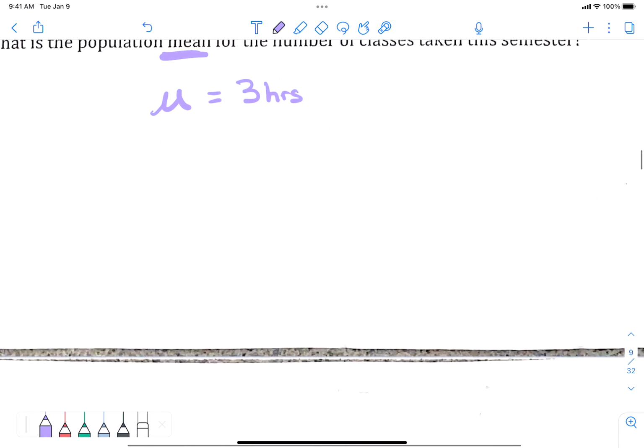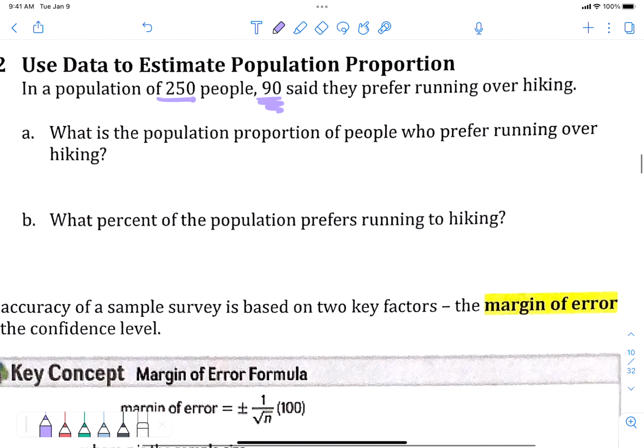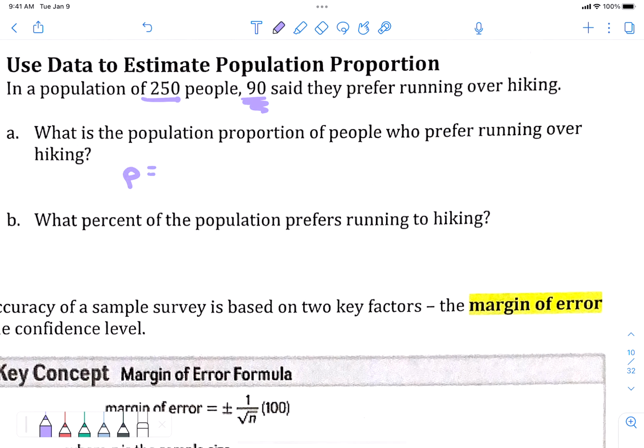Now we're going to get a little bit easier before we get a little bit harder. Ready? On the back side, we're going to talk about proportions. So in a population of 250 people, 90 of those people said that they prefer running versus hiking. What is the proportion of people who prefer running over hiking? 90 out of 250.